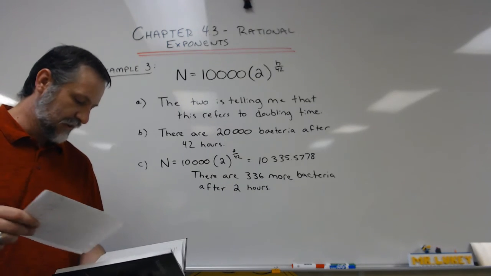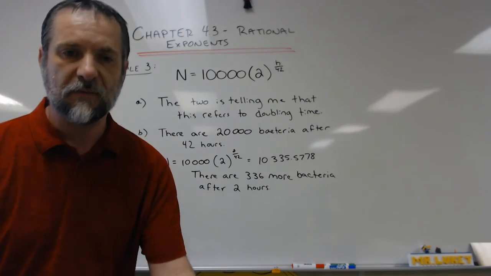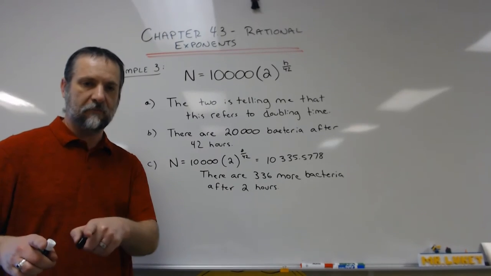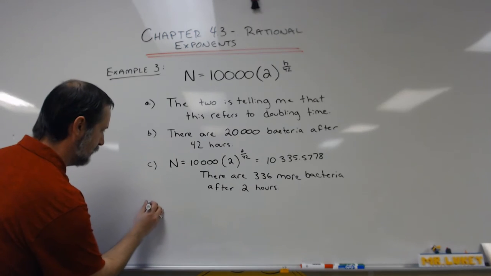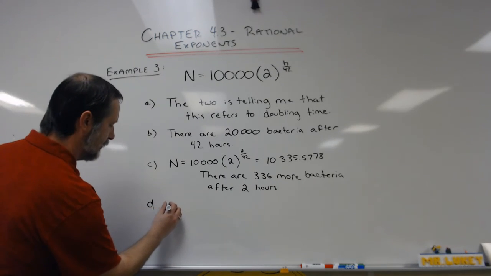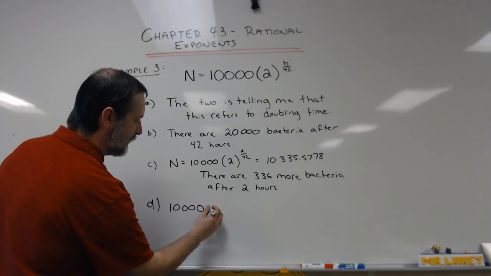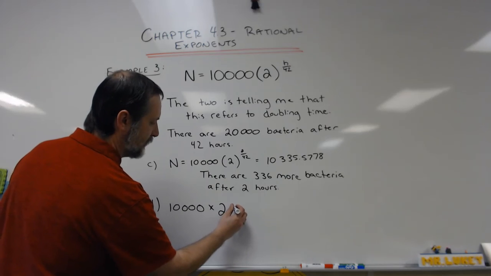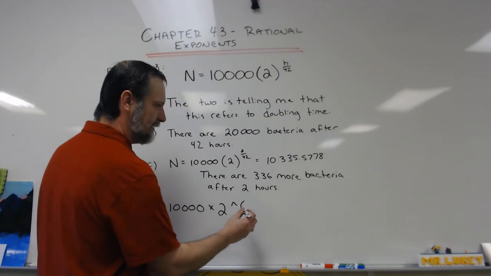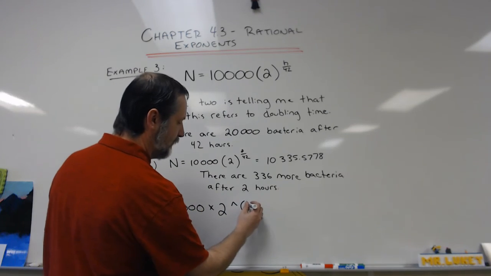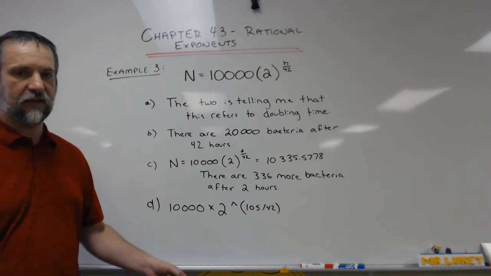The last question, of course, is after 105 hours, how many bacteria are present? I'm just going to rewrite this, and I apologize, I bumped the camera there. I'm going to write this down how it should look in your calculator. So you're going to write down 10,000 times 2, then the power button, which could be the hi-hat or the y exponent, whatever it is, and then in brackets, 105 divided by 42. You're going to enter it in your calculator as such.